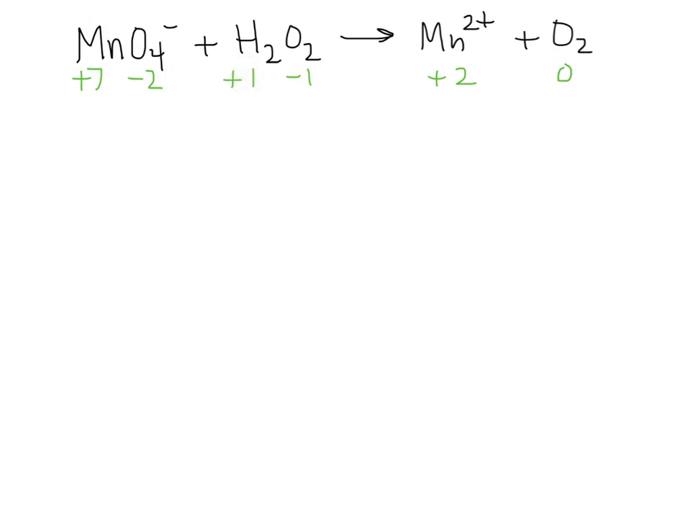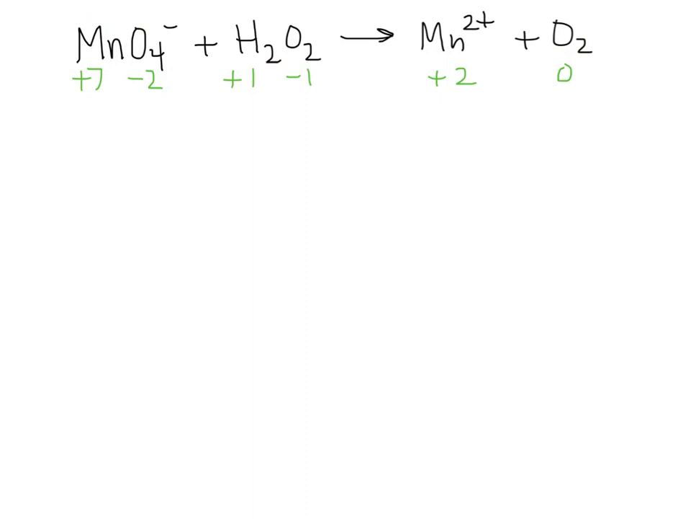Hydrogen would be +1. Notice in this case, hydrogen peroxide. That means we're dealing with the peroxide ion, which is O2 with a -2 oxidation state. That means that each oxygen assumes a -1 oxidation state. After all is said and done, manganese becomes manganese 2+, and oxygen gas, being elemental, goes to an oxidation state of 0. Next step, break it up into half reactions.